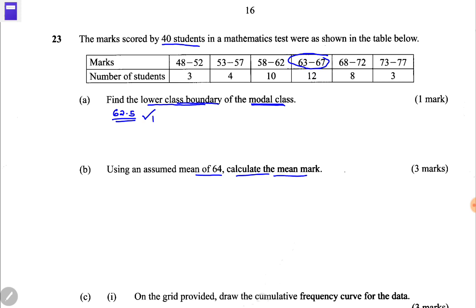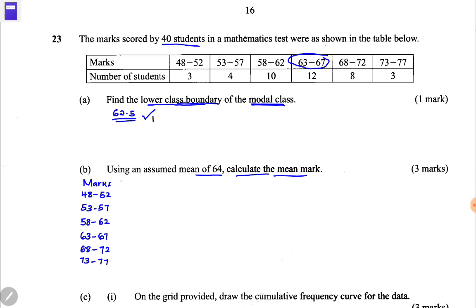Now, to do this, we need to rearrange our table. Our table is in marks, so we have the marks, and the first class is 48 to 52, then 53 to 57, then 58 to 62, then 63 to 67, then 68 to 72. Finally, we have 73 to 77.